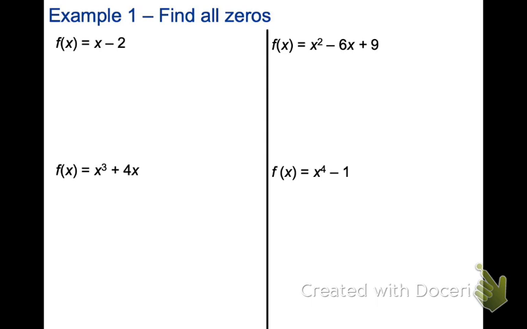So, x squared minus 6x plus 9. How many solutions am I going to have? 2. How am I going to find them? Factor. So do it.